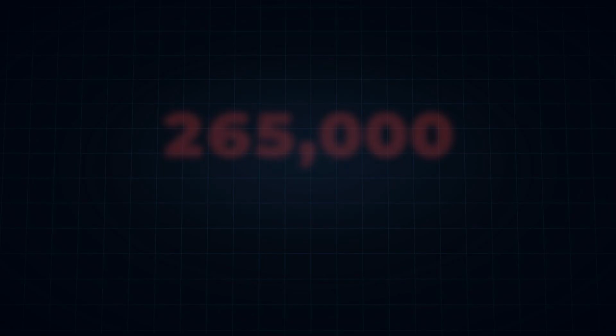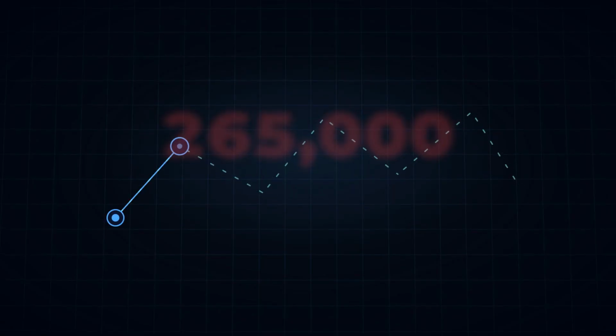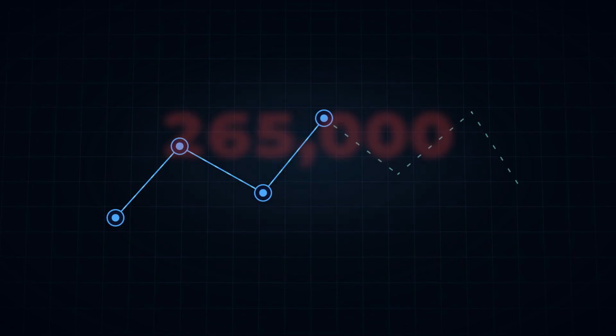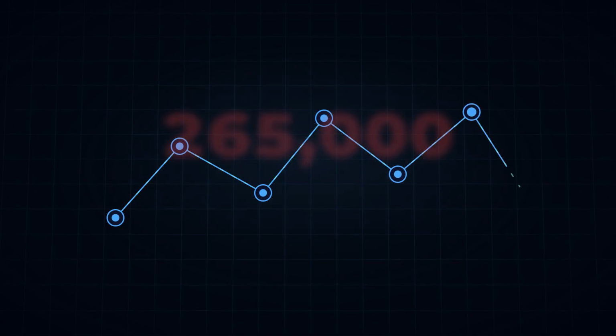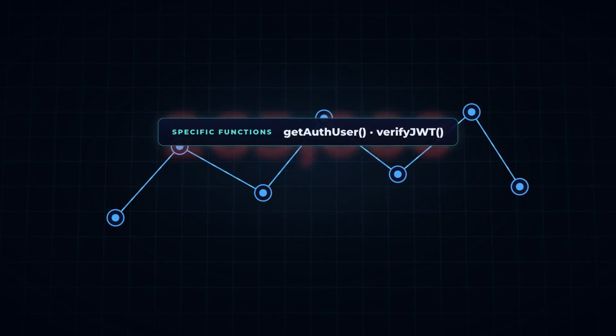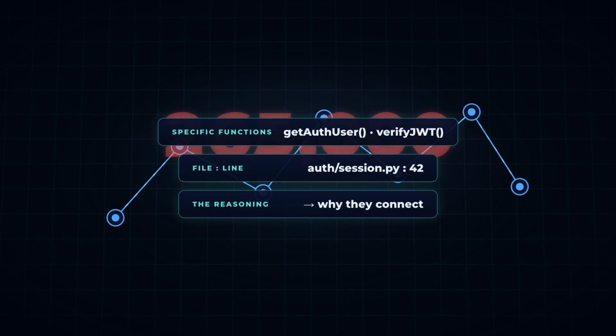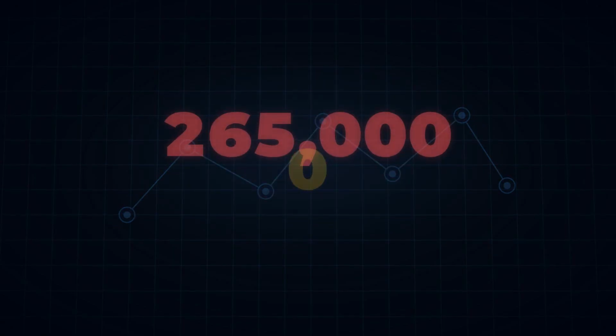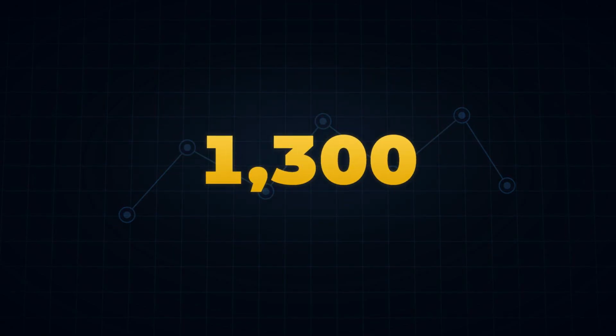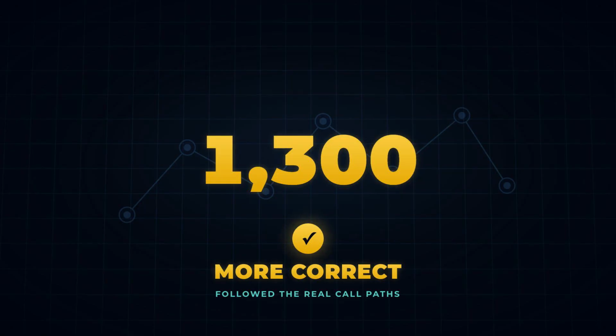Now, the graph way. Same question, but this time it walks the map. It starts at the auth nodes and traverses outward to the things connected to them. And instead of dumping whole files, it comes back with the exact answer, the specific functions, the precise file and line numbers, and the reasoning for why they connect. That entire answer, the whole context it needed, came to 1,300 tokens. And it was more correct because it followed the real call paths instead of guessing from a pile of text.